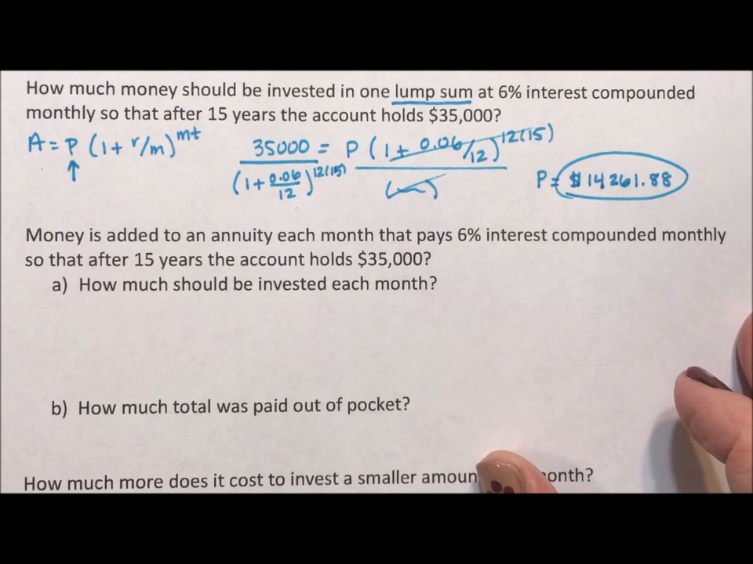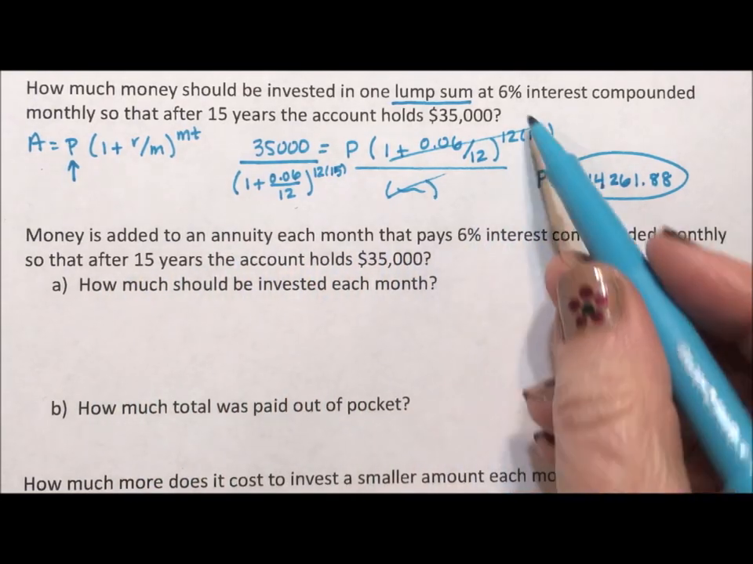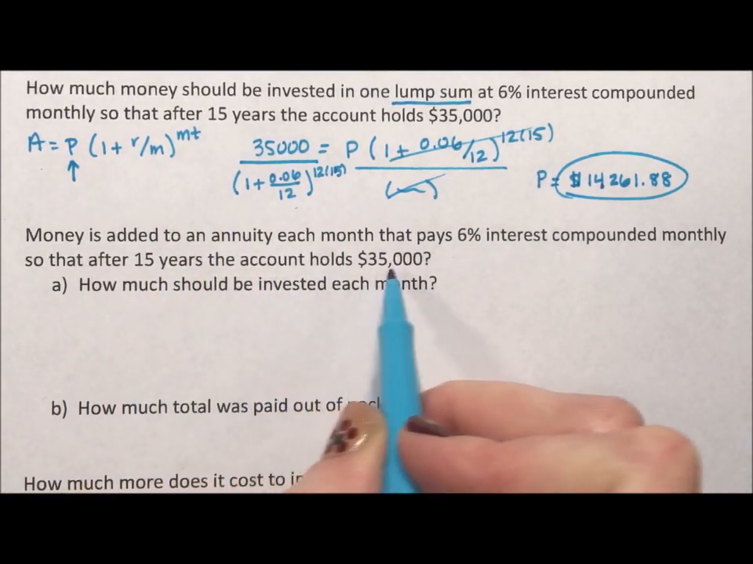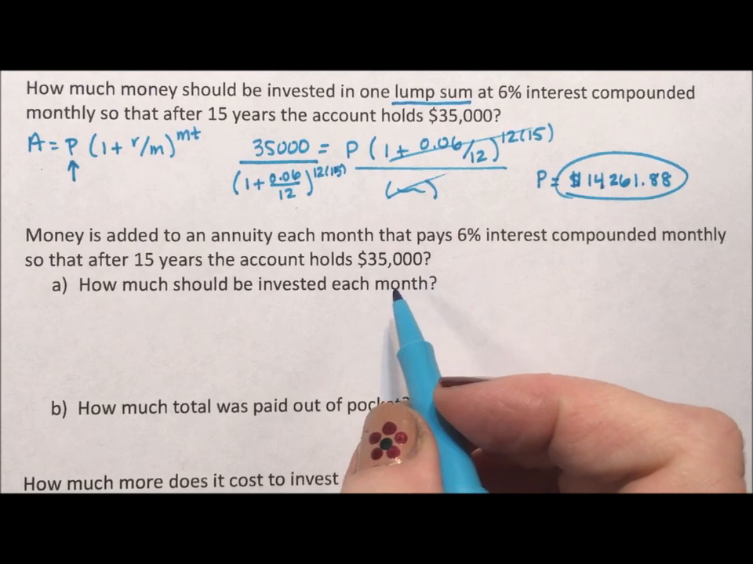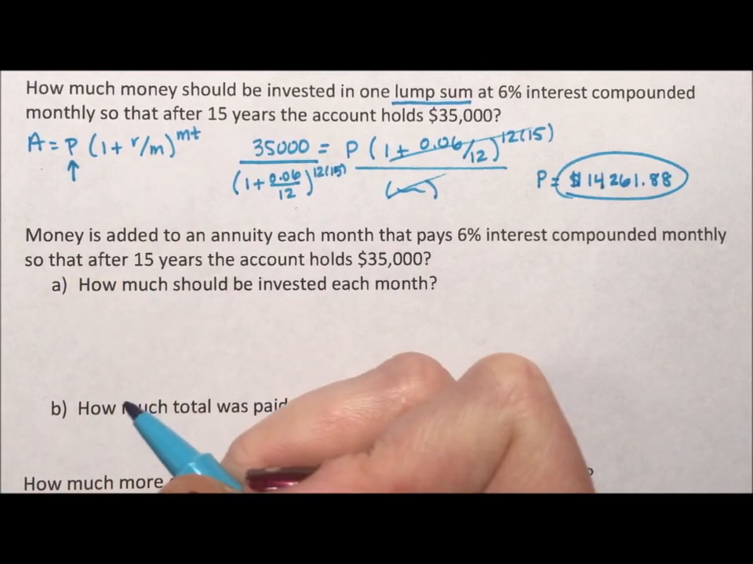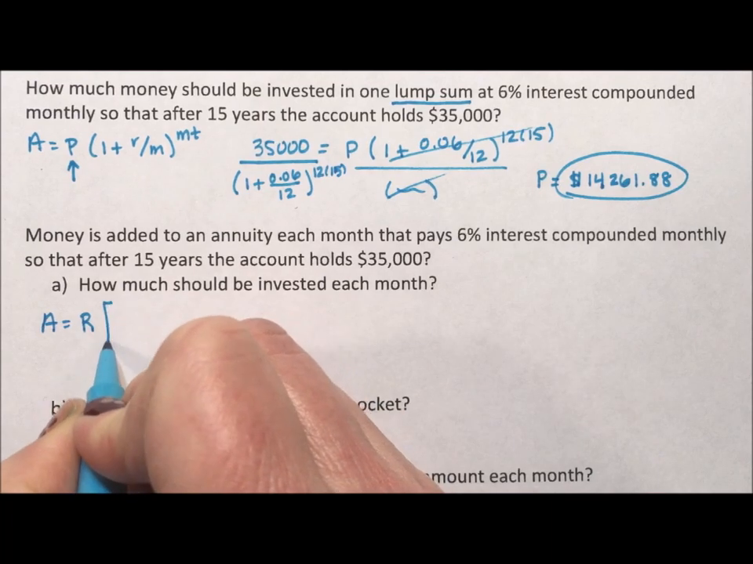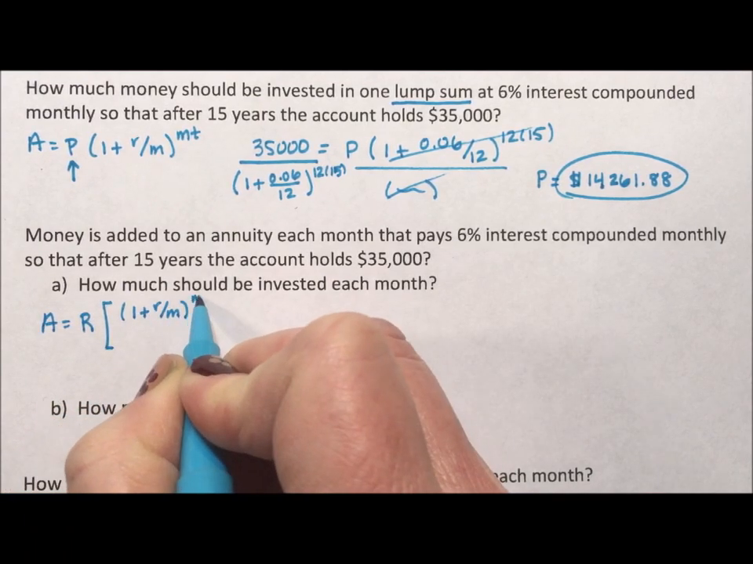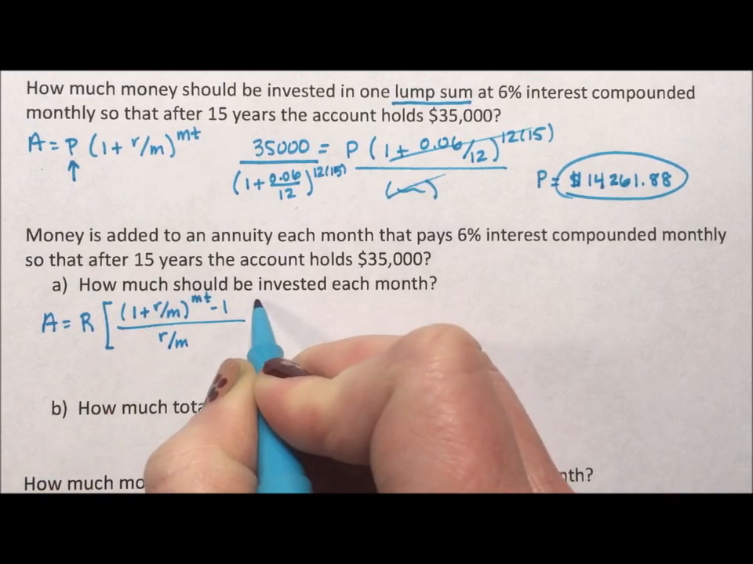Okay, so now what I want to do is compare this to an annuity. Money is added to an annuity each month that pays 6% interest, compounded monthly, so that after 15 years, the account holds $35,000. We are starting to see a pattern. All right, so our annuity is A equals R, where R is our periodic payment, times (1 plus r over m) to the mt minus 1, all divided by r over m.